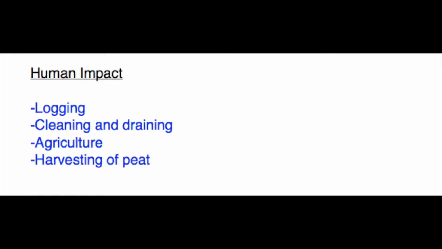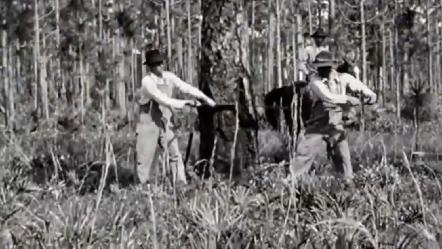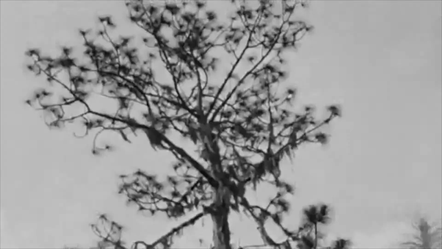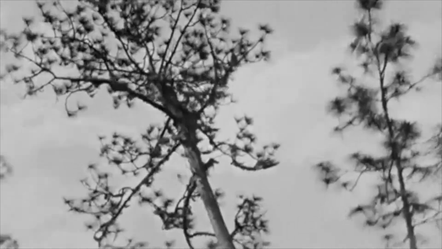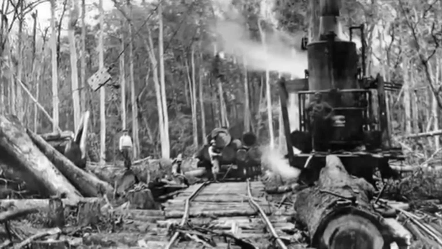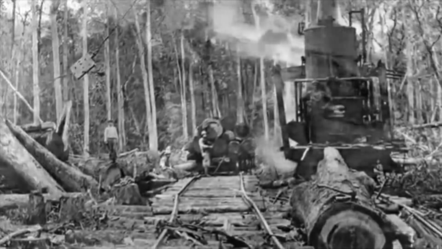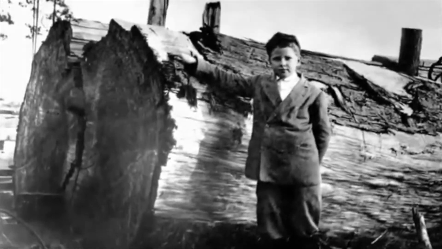Humans cause a lot of damage through logging, draining, agriculture, and the possible future harvesting of peat for resources. Since humans have populated the swamps, logging and draining has been a huge environmental issue to the swamp biome. By deforesting the swamps, they kill a lot of species that would normally inhabit the trees of that area, and as a result, many bird species have declined. Another problem with deforestation is that normally the swamps would be drained and cleaned out, which destroys the entire ecosystem and normally renders it impossible to rebuild itself.